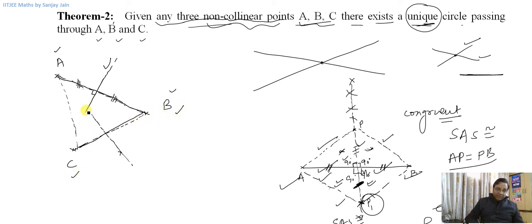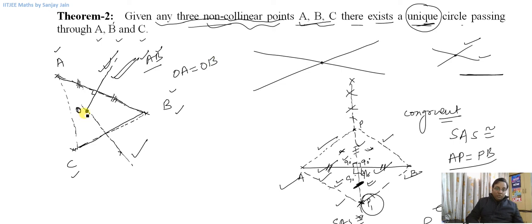Let me join these two perpendicular bisectors. Now let us talk about this point. If I name this point as O, this point O lies on this perpendicular bisector as well as this perpendicular bisector. Now that O lies on the perpendicular bisector of segment AB, it will be equidistant from A and B. That means OA will be equal to OB.